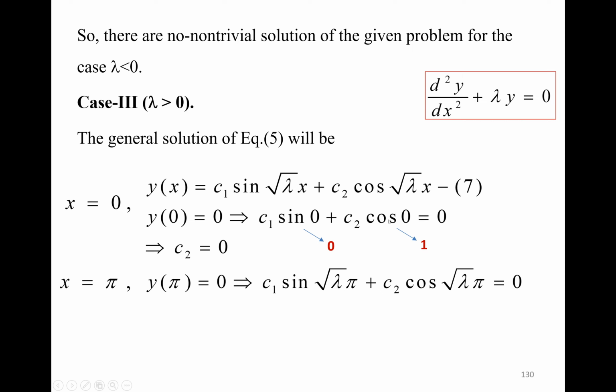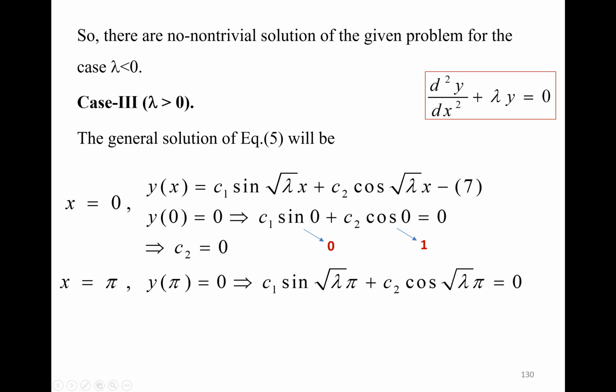So y of 0, which is equal to 0, is c1 sine 0 plus c2 cos 0, which is equal to 0. Now what is cos 0? The value of cos 0 is 1. What is sine 0? The value of sine 0 is 0. So c2 plus c1 multiplied by 0 is 0, so c2 multiplied by 1 is 0, which is nothing but c2 equals 0. I repeat: cos 0 is 1, so we have c2, whereas sin 0 is 0, so this term becomes 0, so c2 equals 0.